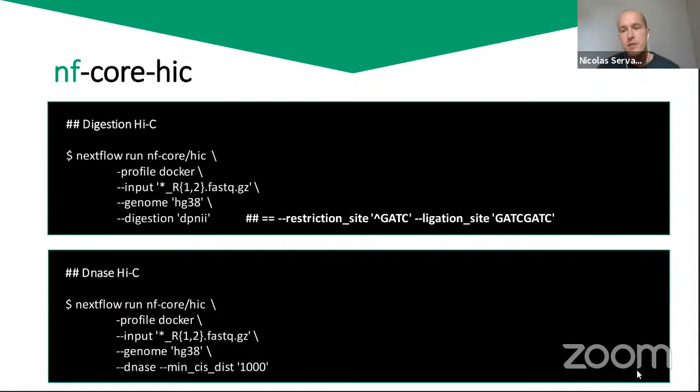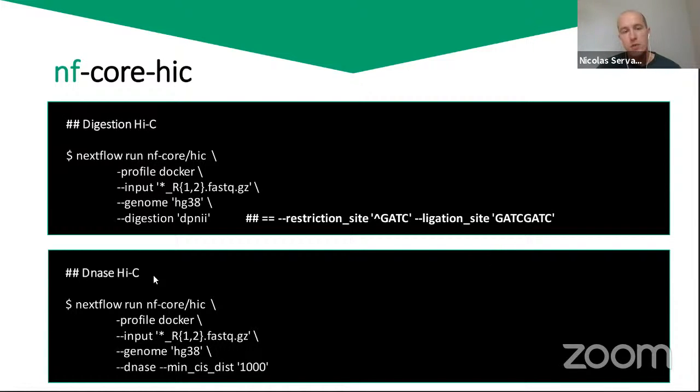So how to run the pipeline? There is nothing very complicated compared to the other nf-core pipelines. You just have to provide the FASTQ files and the reference genome you would like to work on. If this is a digestion protocol, you just have to put the name of the restriction enzyme that has been used, and automatically the pipeline will set up the restriction site or the ligation site that will be used for the analysis. In the first version, you had to set up these two options manually. Now it's almost automatic. And if for any reason you are using an enzyme which is not in the list, you can still set up these options manually.